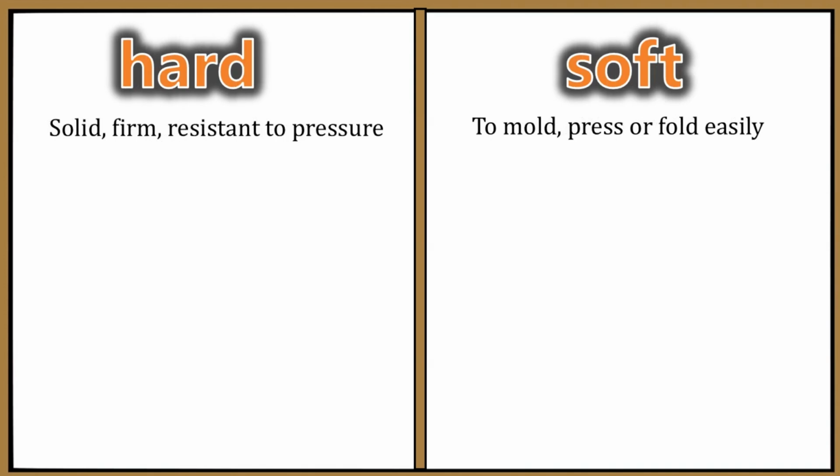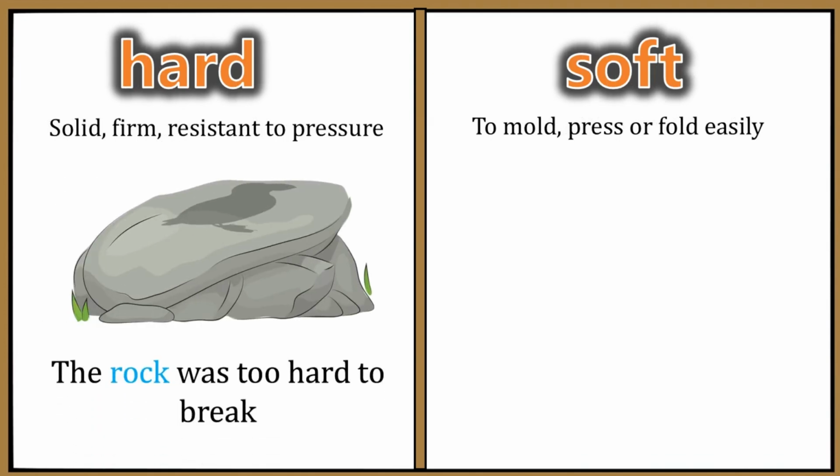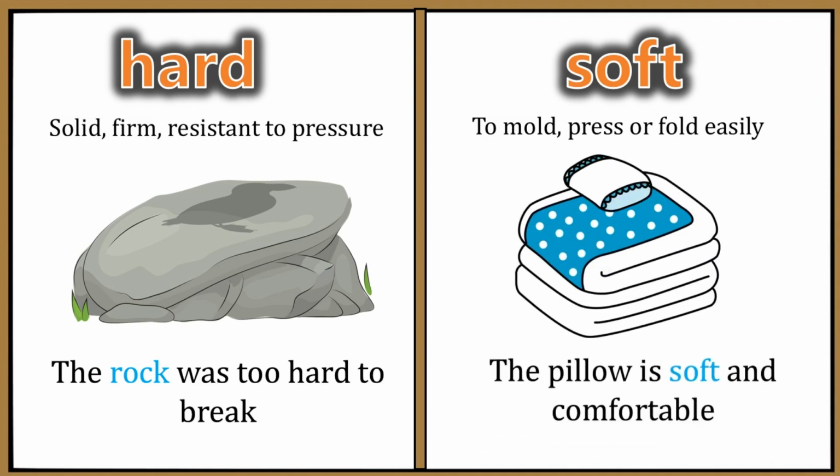Hard. Solid, firm, resistant to pressure. The rock was too hard to break. The opposite of hard is soft, easy to mold or press or fold. The pillow is soft and comfortable.